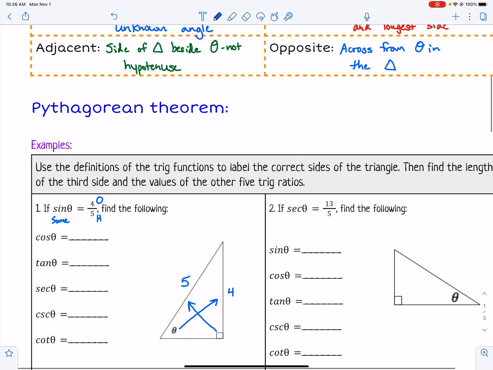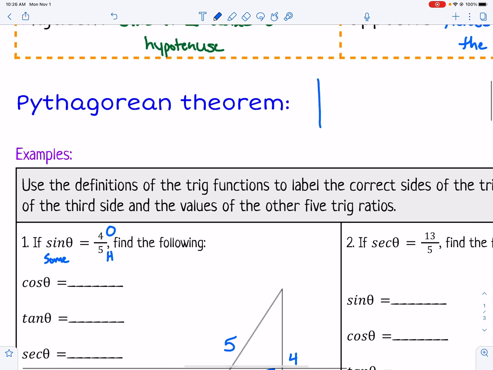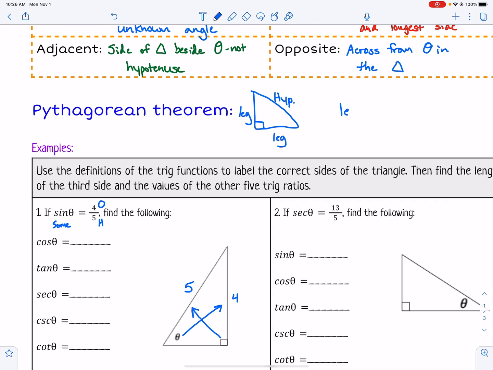Let's write down the Pythagorean theorem. When you have a right triangle and you have 2 legs and the hypotenuse, we can say that the leg squared plus the leg squared equals the hypotenuse squared, which we also know, a shorthand way to write it, is a squared plus b squared equals c squared. So the legs are your a and your b. It doesn't matter which one you write first. And your hypotenuse is the c.